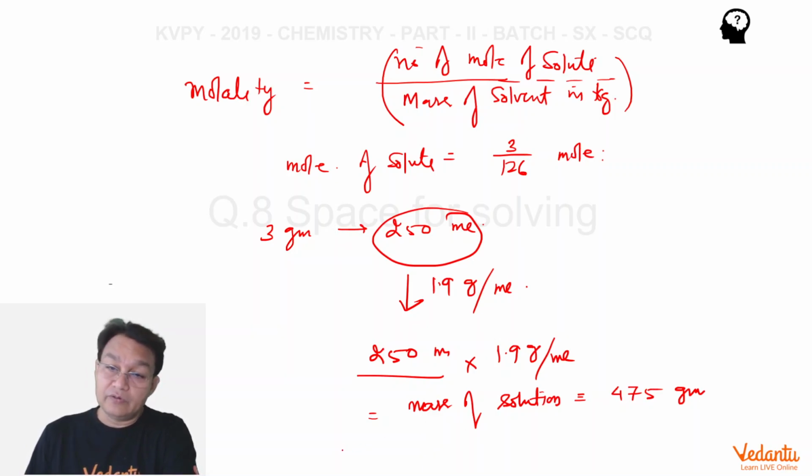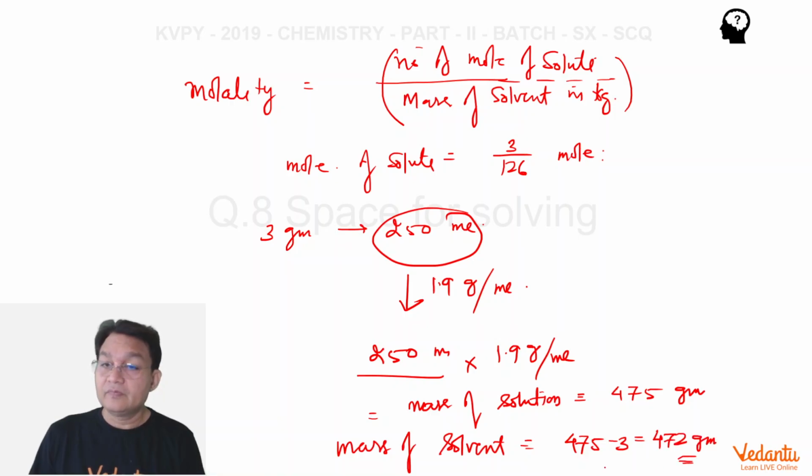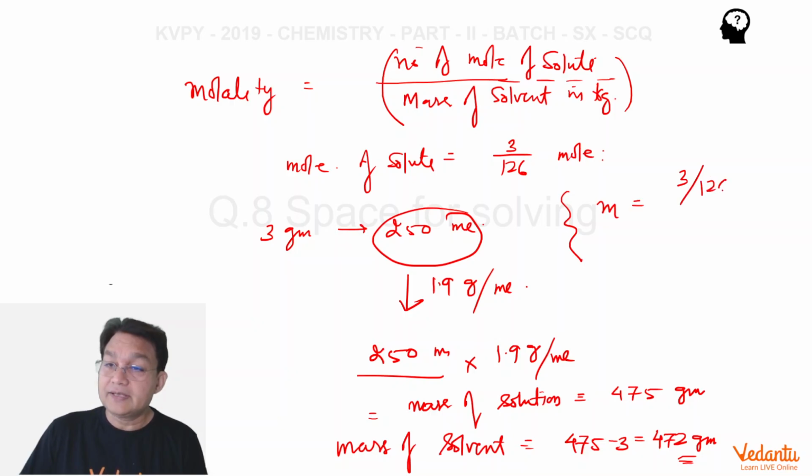So what is the mass of solute here? What is the mass of solvent here? The mass of solvent is 475 minus 3, which is equal to 472 grams. So our formula will become, let's write here, small m will be 3 upon 126 divided by 472 divided by 1000. So that will come out to be 3 upon 126 into 1000 upon 472. That will be the molality.